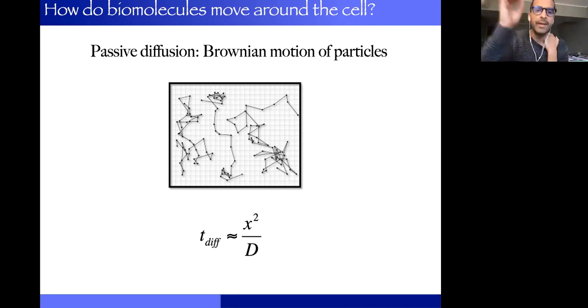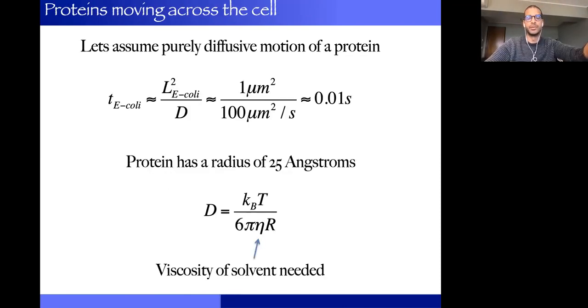If a particle was undergoing random diffusion, then the time scale that it would take to move a certain distance L or X would go as X squared over the diffusion constant. That's just the definition of the diffusion constant.